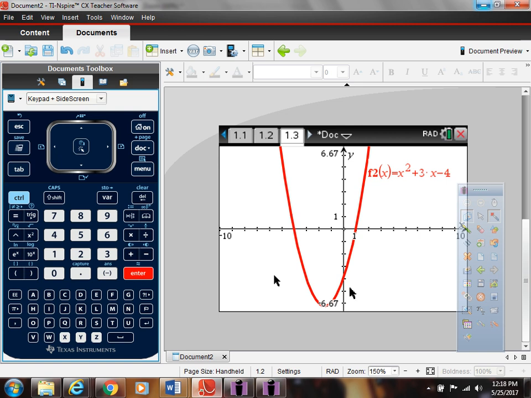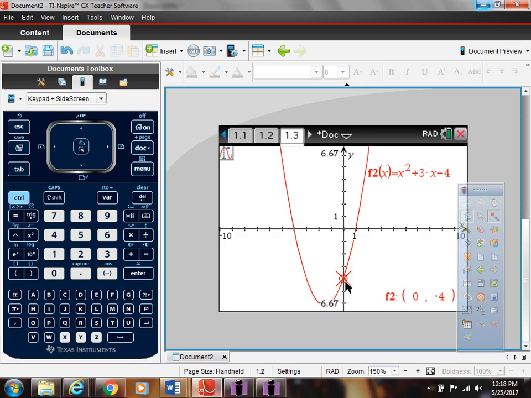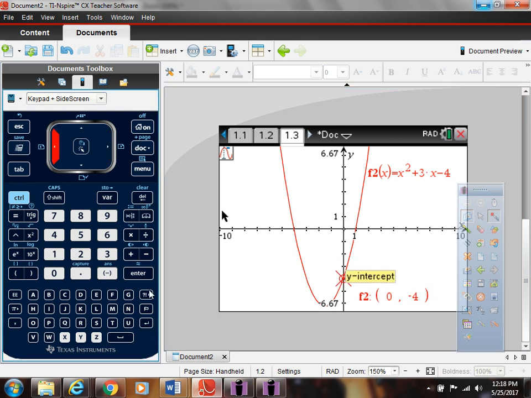So see, it's a quadratic. So all you got to do is menu 5-1. There it is right there. It's one of the first things that comes up, your y-intercept. And if you don't know if it's your y-intercept, scroll off of it and then go back to it and the little yellow sign appears.